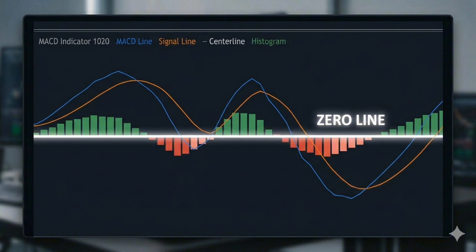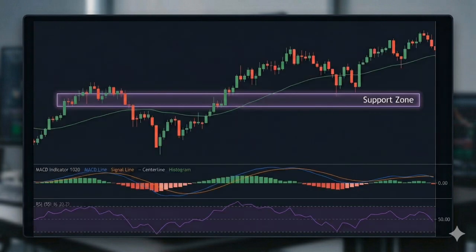This is why we never use the MACD in isolation. To get the best results, pair the MACD with other tools like support and resistance levels or the RSI for confirmation. By mastering the MACD, you aren't just following lines on a screen, you're reading the heartbeat of market momentum.